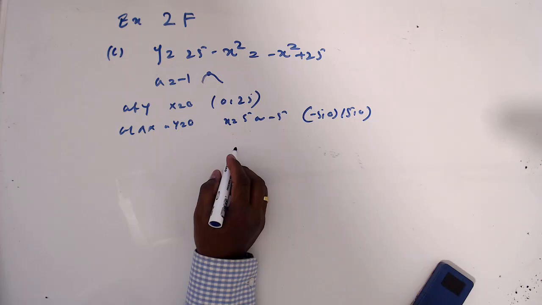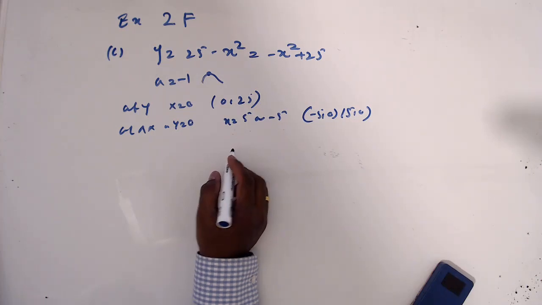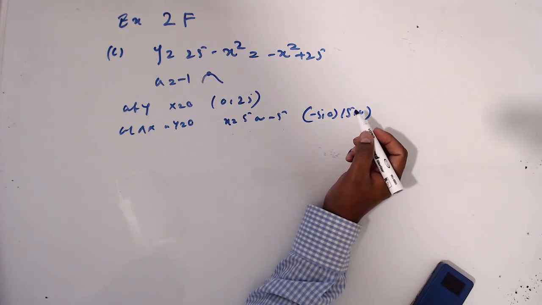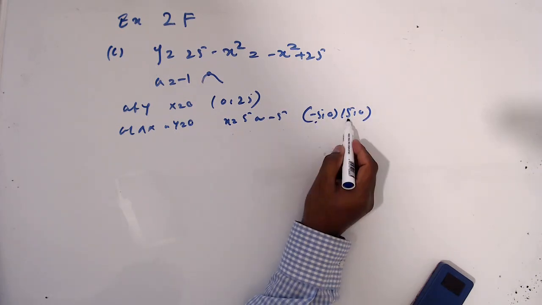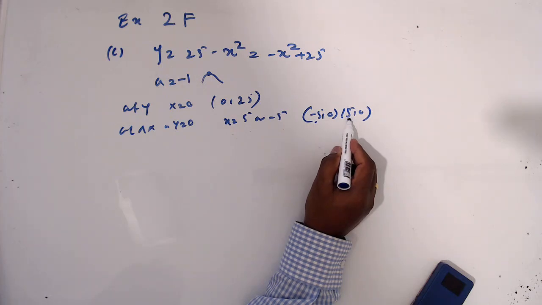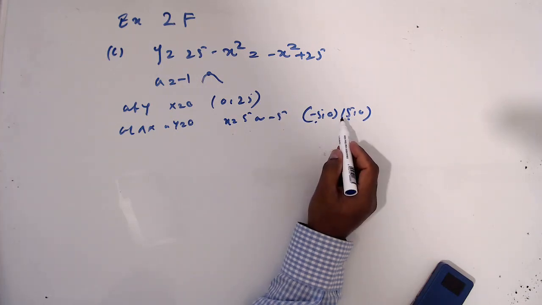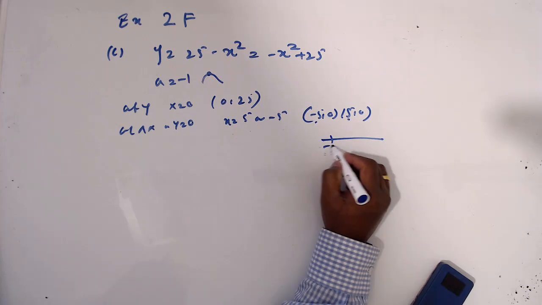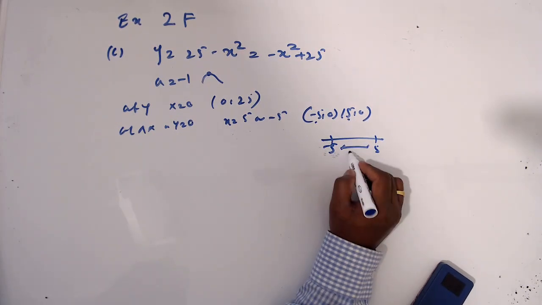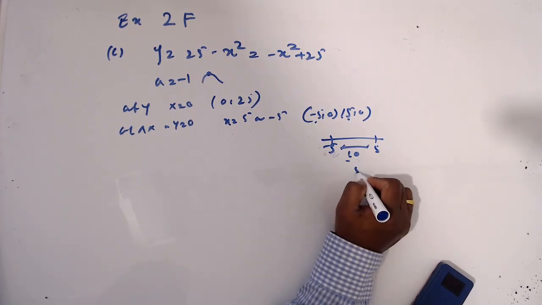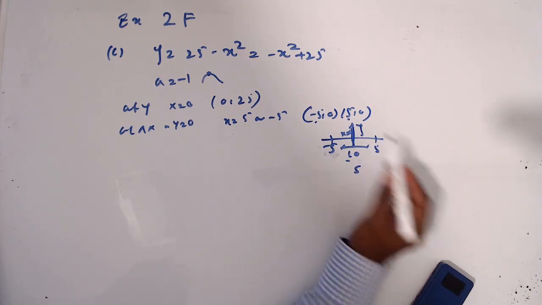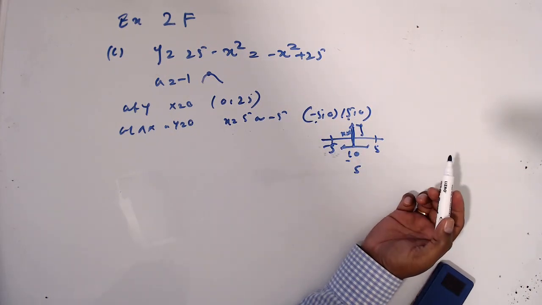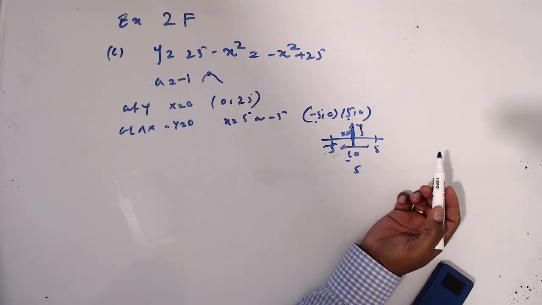And complete the square. So what is the symmetric line? The symmetric line is in between minus 5 and 5. So minus 5 to 5 gap is 10. Half of the 10 is 5. When you add minus 5 to 5, this is the x equals 0 line, which is the y-axis. The symmetric line is going to be the y-axis.